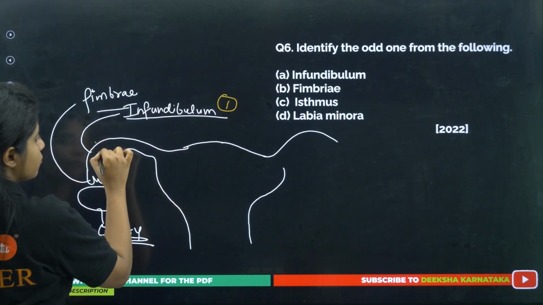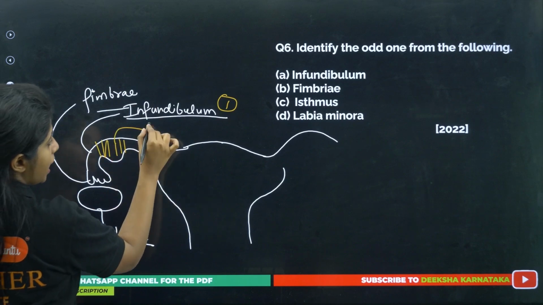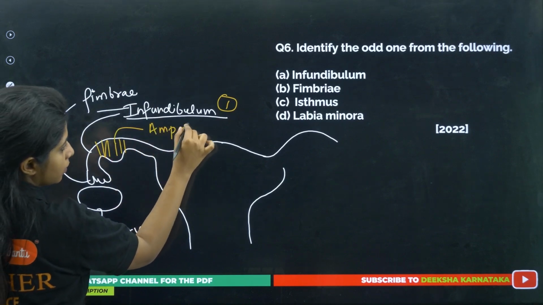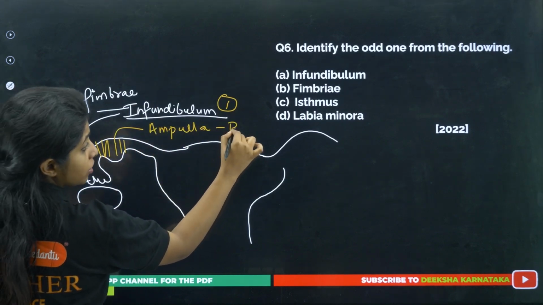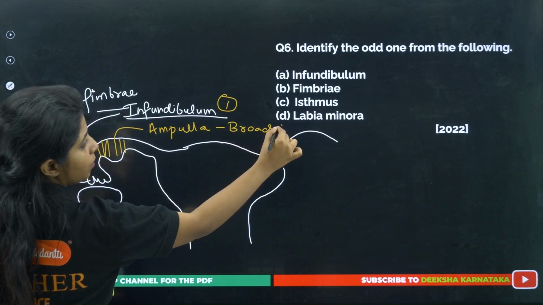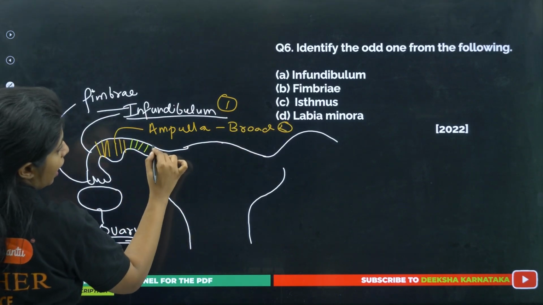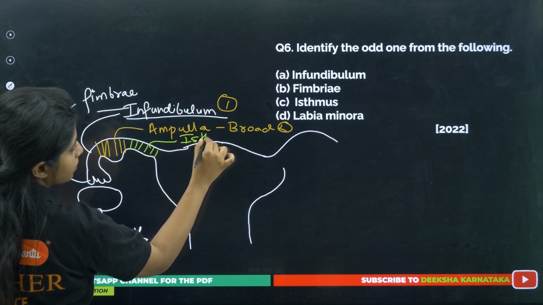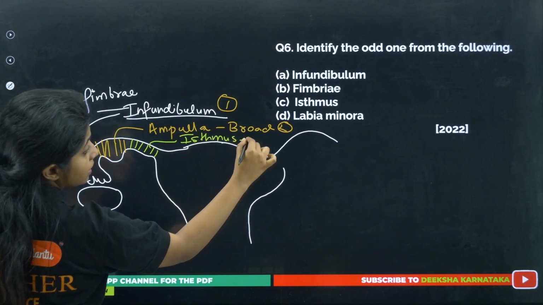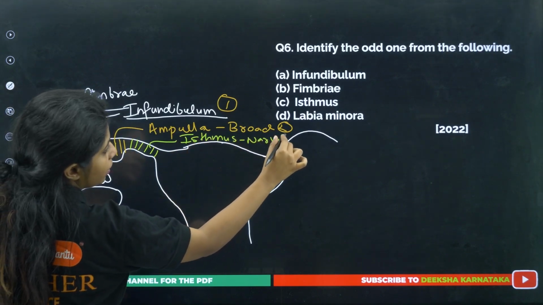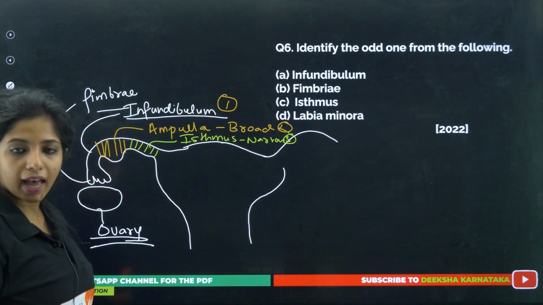Second thing that you have starts from here to here, and this is known as ampulla. This is a broad region, and this is known as ampulla, my dear children. Now, the third thing that we have over here is isthmus. This is a narrow region that we have over here.